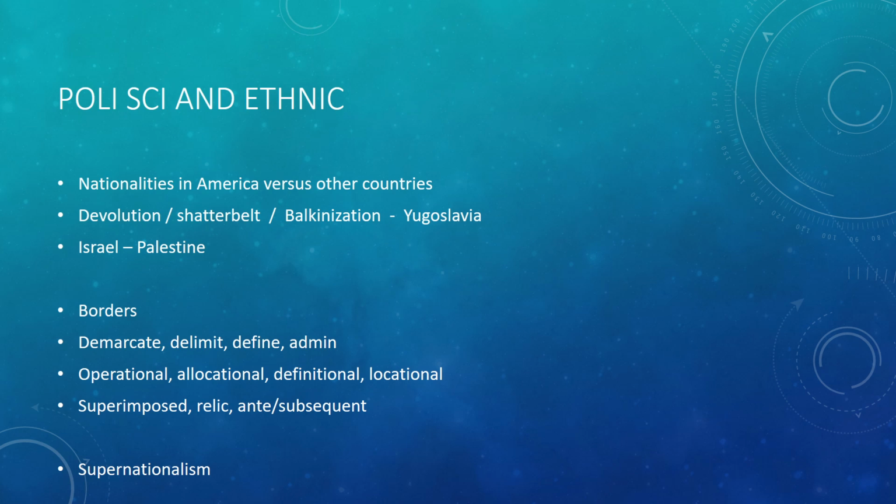Subsequent and antecedent borders. Antecedent means the border existed before people. Subsequent means the border was put on after people were already there, like the separation between North and South Korea in that DMZ zone, right?